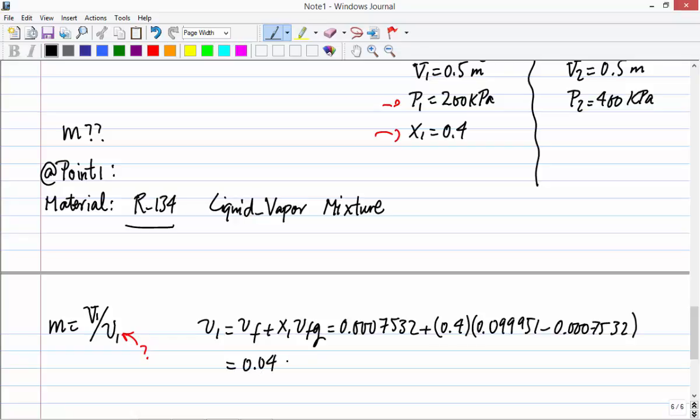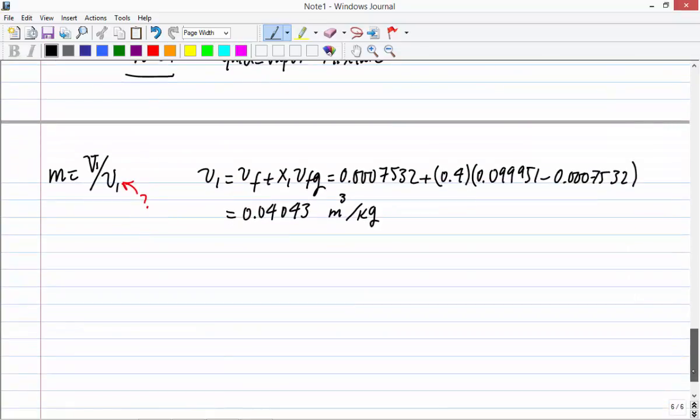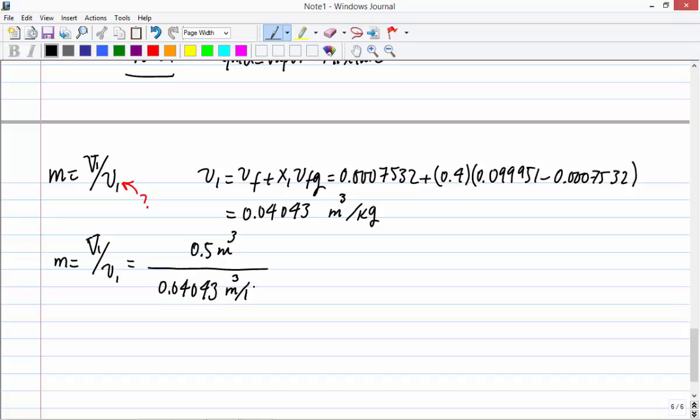so now we are hopeful that we can do something right now. Now we can solve for m, and likewise we will be able to solve for S2 and S1. So this is the total volume divided by the specific volume that I just found at point 1 at that specific pressure. So this is the mass, right?